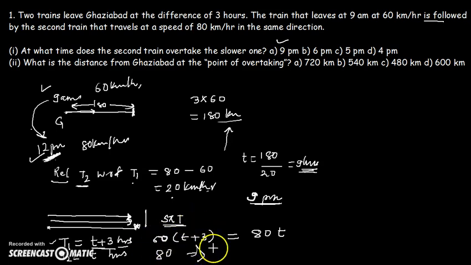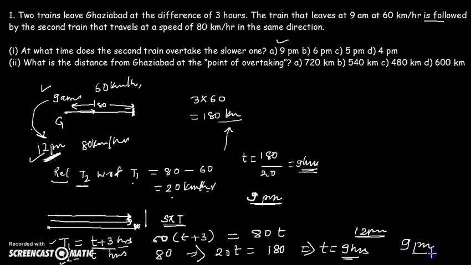Now if you see this, when we solve it, T is equal to 9 hours. This shows that the train T2 has traveled for 9 hours. Train T2 starts at 12 pm, right? From 12 pm, 9 hours, the final time will be 9 pm. So this is same as the first method which we got here. Okay.